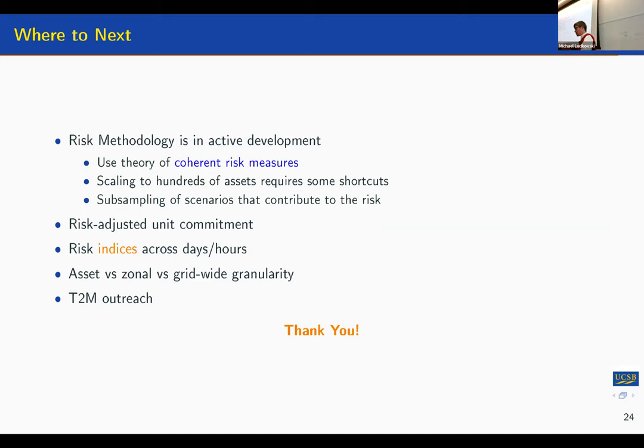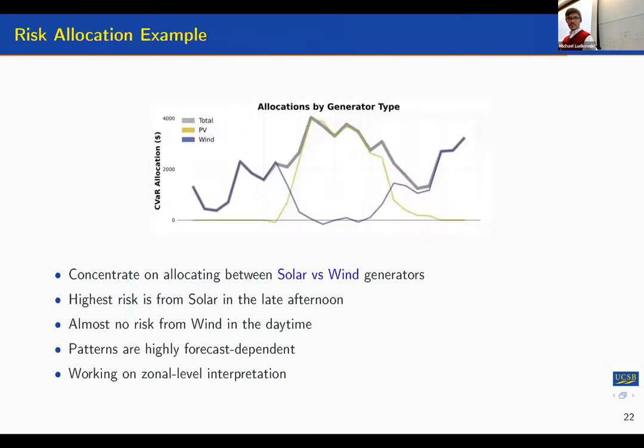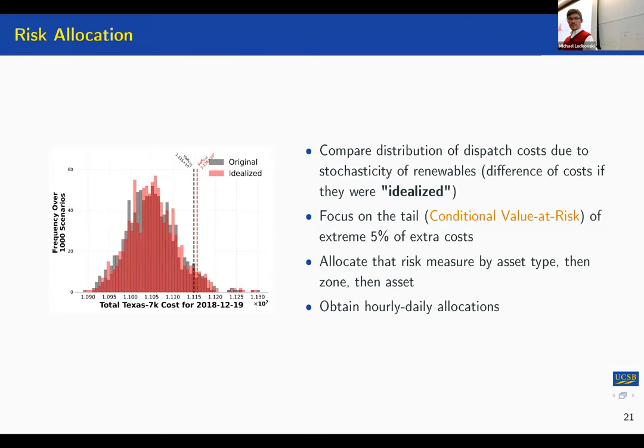So I'm just curious about your methods for allocating risk. Do you allocate the risk within your optimization problem, or do you run your optimization problem and then allocate risk based on LMPs or whatever, which basically includes your congestion?